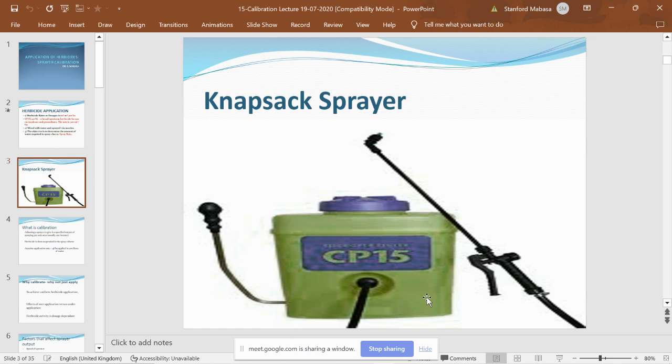So this is a Knapsack CP15 or a Knapsack sprayer, which has got a container, a handle for pumping. Then this is the lance. This is where you get your output.